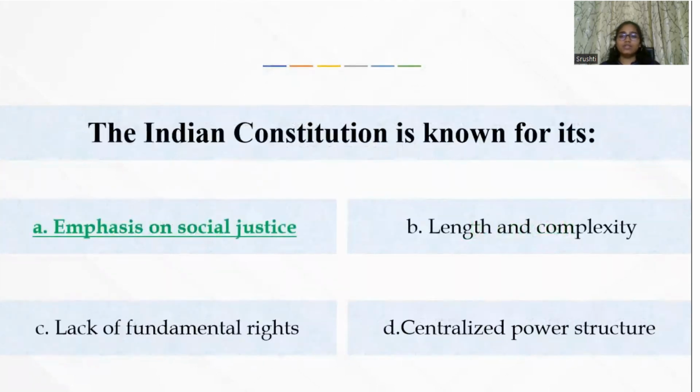The Indian Constitution is known for its option A, emphasis on social justice, option B, length and complexity, option C, lack of fundamental rights, option D, centralized power structure. The correct answer is option A, emphasis on social justice.